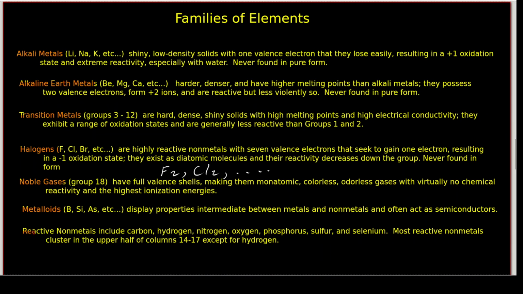And here's a group that a lot of textbooks do not really go into any detail, and that's reactive nonmetals. This includes carbon, hydrogen, nitrogen, oxygen, phosphorus, sulfur, and selenium, which is the upper right-hand portion of the periodic table, not including the halogens, with one exception, which is hydrogen.